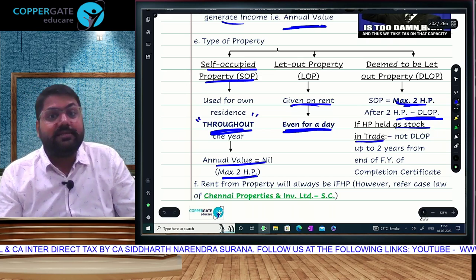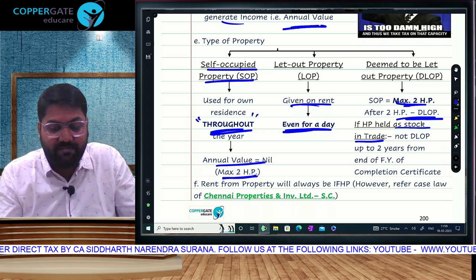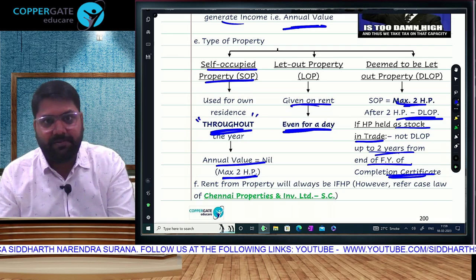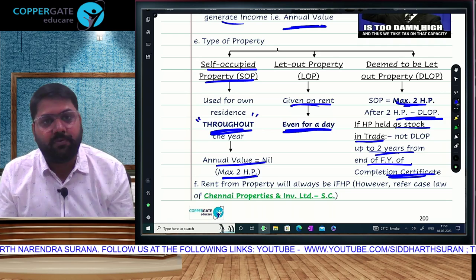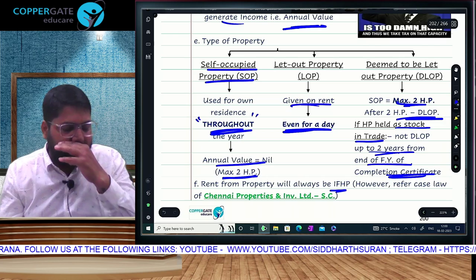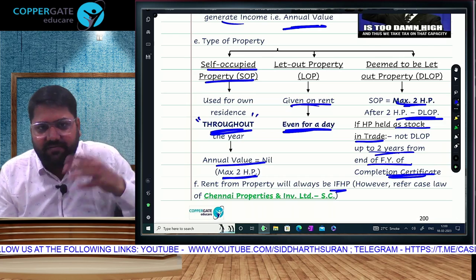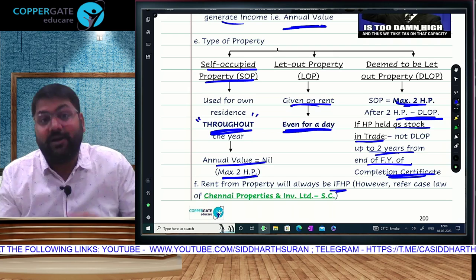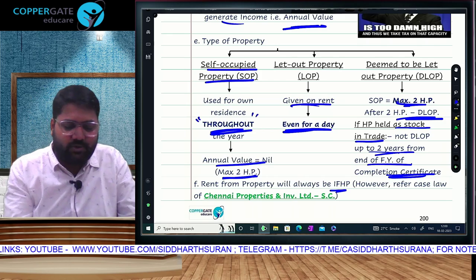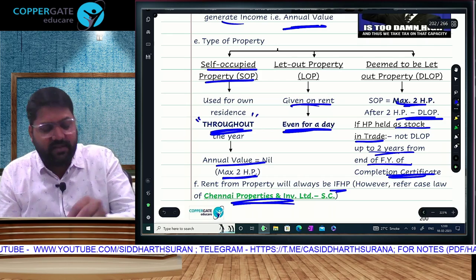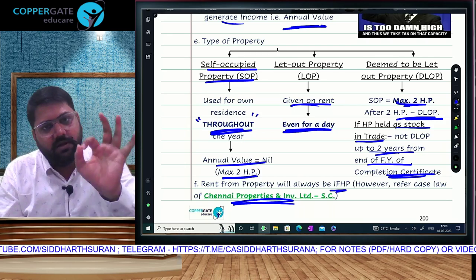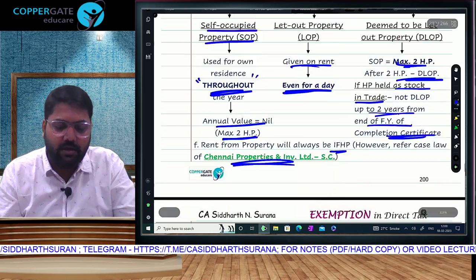And even if the property is held as stock in trade, if developers are not selling within the time limit, then up to 2 years from the end of the year of receiving the completion certificate of that property, we will not apply DLOP. But after 2 years, we will start applying DLOP provisions to stock in trade also. Rent from property will always be taxed under income from house property, even if you are doing it as a regular activity, or even if you are letting out your stock in trade till the time it does not get sold. However, for CA final students only, there is a Supreme Court judgment, Chennai Properties and Investment, where it was held that if you create a company only for renting purposes, with no other activity, no other objective, then you can classify rental income under business or profession.